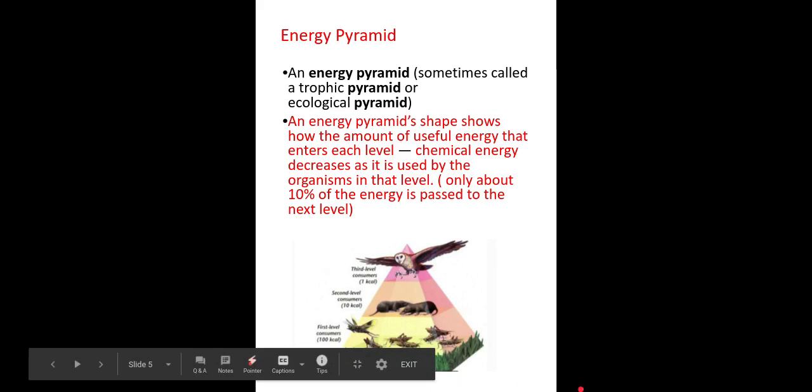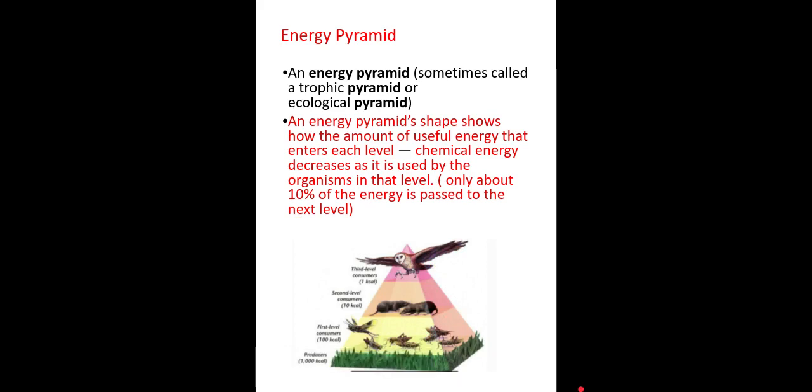So what that means is there's going to be a whole lot of producers. There's going to be fewer primary consumers. There's going to be even fewer secondary consumers. And as you go up, there should be less and less, right? Population-wise, right?